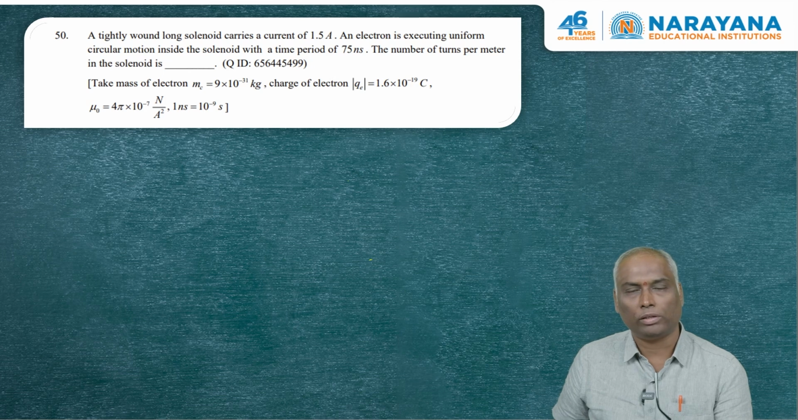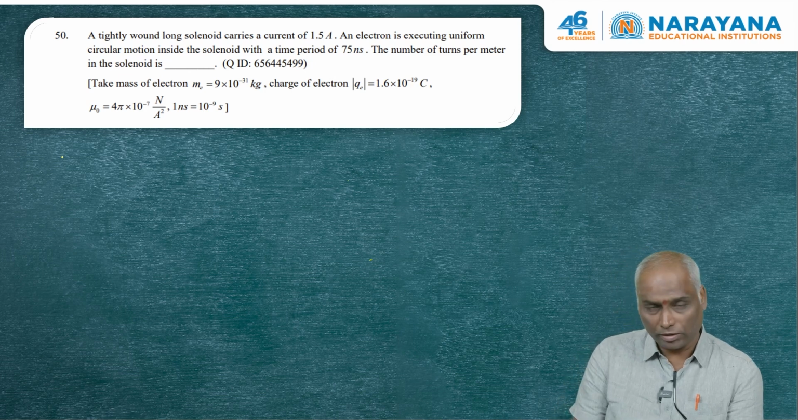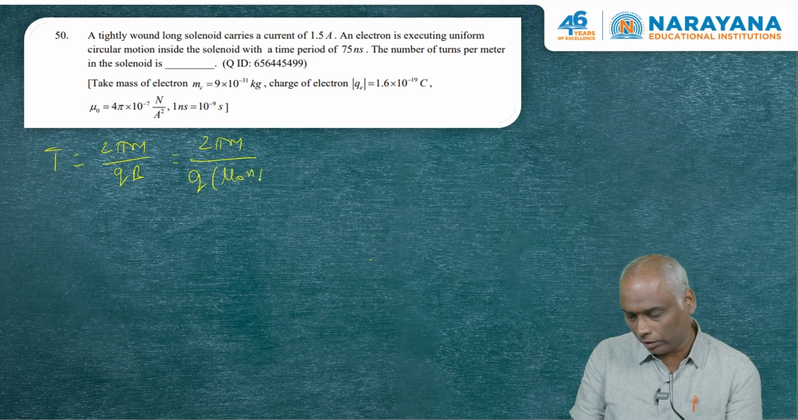So here the mass of the electron is given, which is 9 into 10 to the power of minus 31 kg. Charge of the electron is given as 1.6 into 10 to the power of minus 19 coulombs. Mu naught is given as 4 pi into 10 to the power of minus 7. 1 nanosecond is given as 10 to the power of minus 9 seconds. So whenever any particle is moving in a perpendicular magnetic field, the time period is given by T equals 2 pi m divided by qB. Because it is moving in a magnetic field produced by a long solenoid, this value becomes 2 pi m divided by q into B, which is equal to mu naught n I.